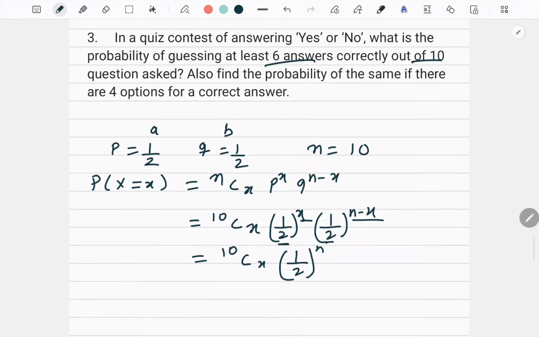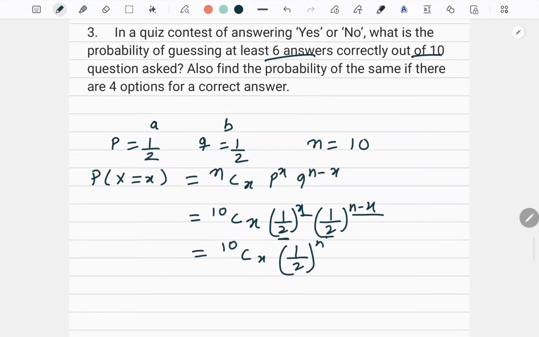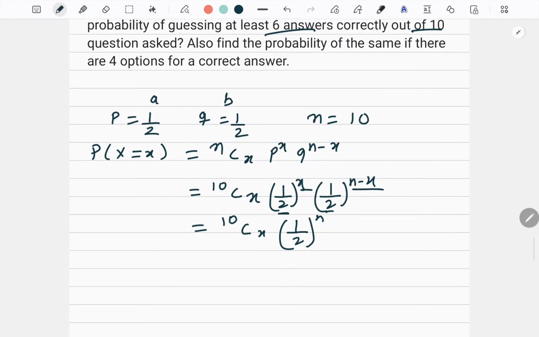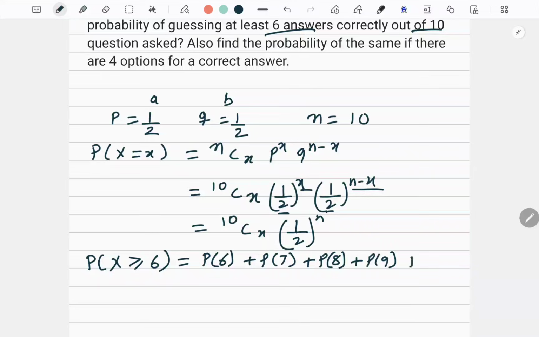Now, what is my question? What is the probability of getting at least 6 answers correct? Now, at least 6 means I am okay with 6, 7, 8, 9, 10. So, probability for x greater than or equal to 6. Probability of 6 I am okay, probability of 7 I am okay, probability of 8 I am okay, probability of 9 I am okay, probability of 10 I am okay. Right? So, let me put the values.